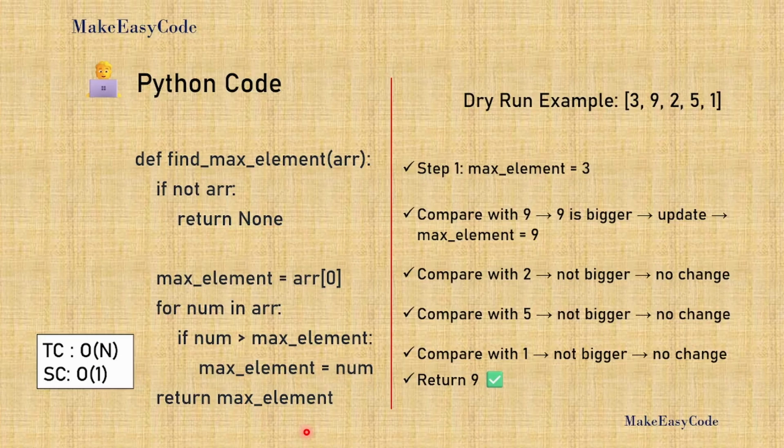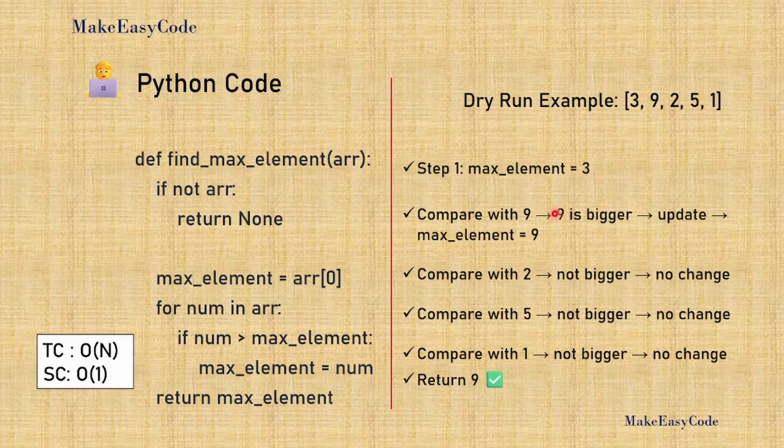In this code I have written the time and space complexity. For time complexity I have taken big O of n because it iterates over each element. And the space complexity is big O of 1 because it's not taking any extra space. Okay, let's do a dry run, then go to the code. First of all, as I said, I have taken max element as array of 0, the 0 index, so the index value is 3 here.